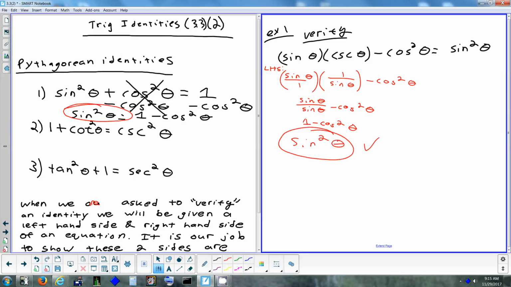So, if you had to put a reason from this step to this step, this is Pythagorean identity number 1. The other steps I think people would know. We did a reciprocal identity to start, and then sine divided by sine is just basic division. If you divide two things that are the same, you get 1. Any questions on that?